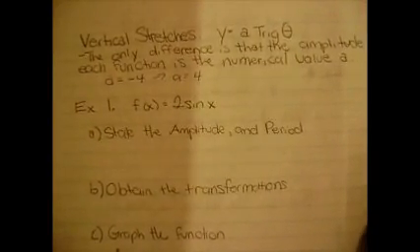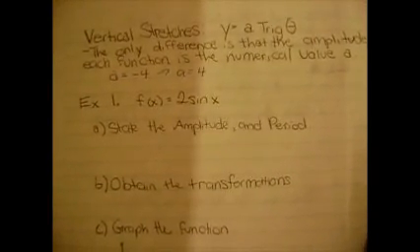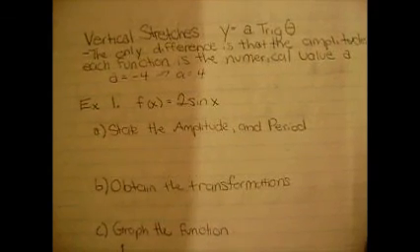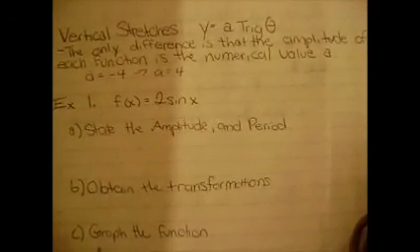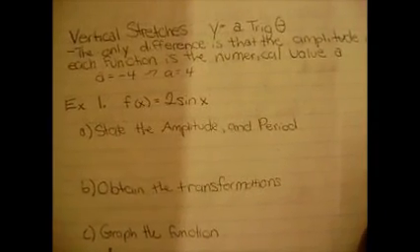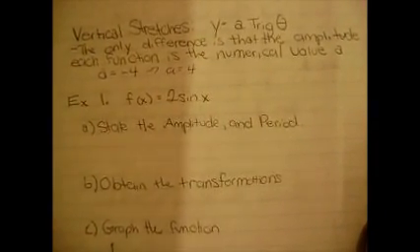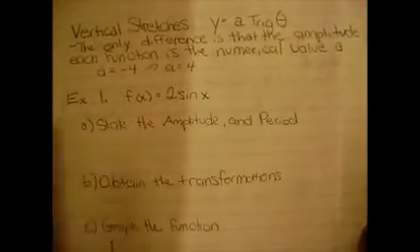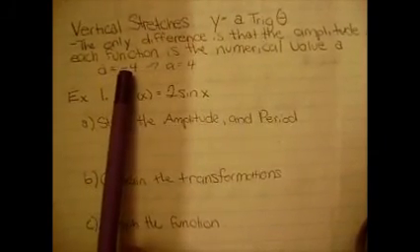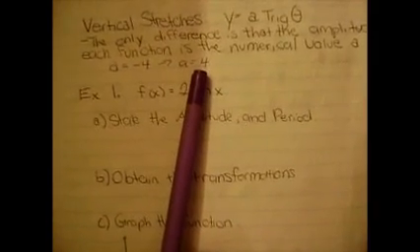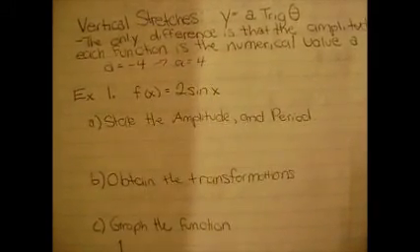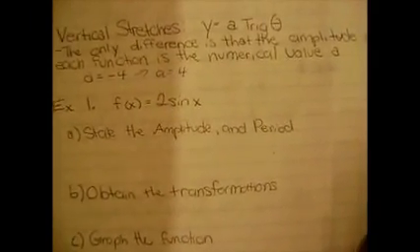Take note that when graphing, the same rules of the periodic function apply, like when a is greater than 1, the graph is expanded, etc. The only difference is that the amplitude of each function is the numerical value of a. So as you can see, when a equals -4, you change it to a equals 4 because you cannot have a negative a value. The vertical stretches depend on the a value.